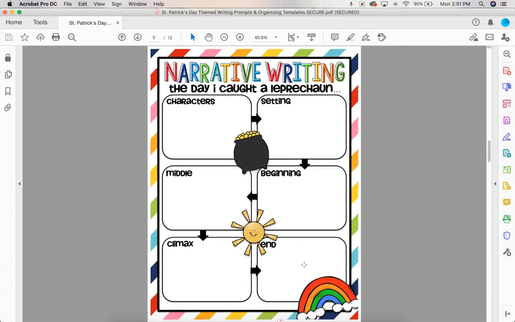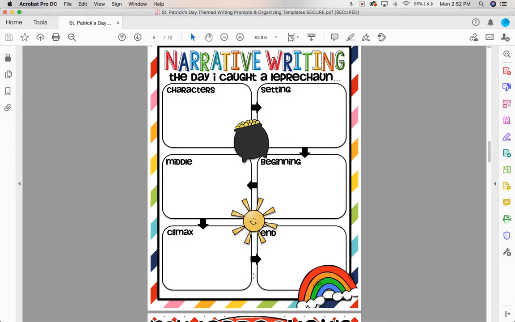Going to narrative writing or telling the story, the prompt is the day I caught a leprechaun. So who are the characters? What's the setting? What happens in the beginning? What happens in the middle? And then here in the middle, don't forget that it needs to have a problem, or in the beginning even, a problem or conflict here. What's the climax or the turning point of the story? And then how does it end? So this is the bare bones planning page. And I love flow charts and things like that. So I also try to incorporate that here.